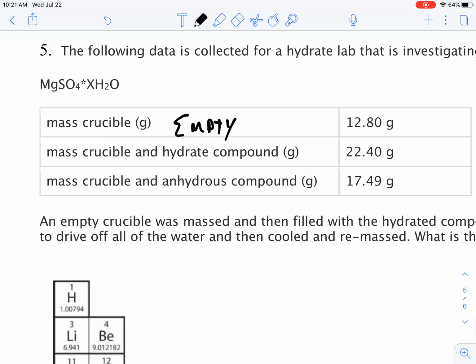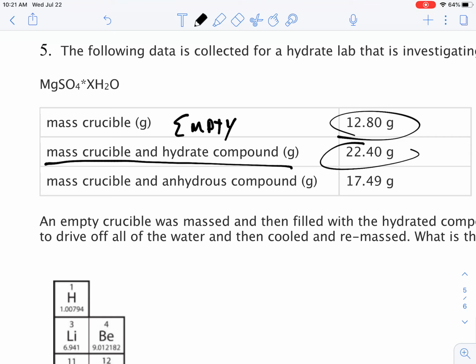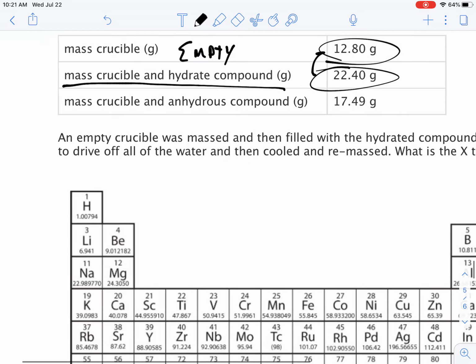So it's really not hard. All you have to make sure that you do is, if you have the empty mass of the crucible, which is the 12.8 here, and then our second line is telling you the crucible and the hydrated compound. So for the hydrated compound, you're just going to have to subtract the crucible from it so that you can figure out what the hydrated compound is without the container.